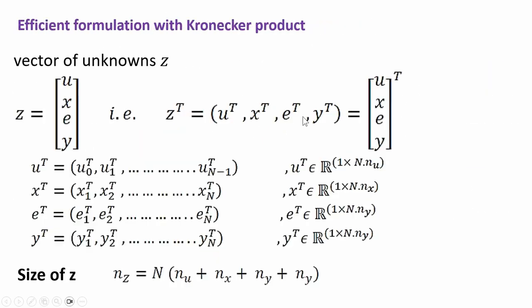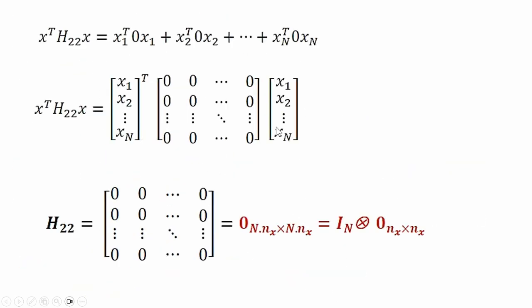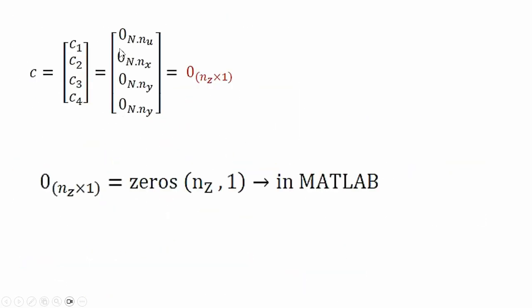But how many zeros should be present in this C vector? It's very easy to see that. Look here. The C transpose vector is being multiplied with Z, which means that the C vector should have the same number of rows as the Z vector. And what is the size of the Z vector? The size of the Z vector is nz. That's why the C vector will also have the same size, which is nz number of rows and a single column. Now we have finished.